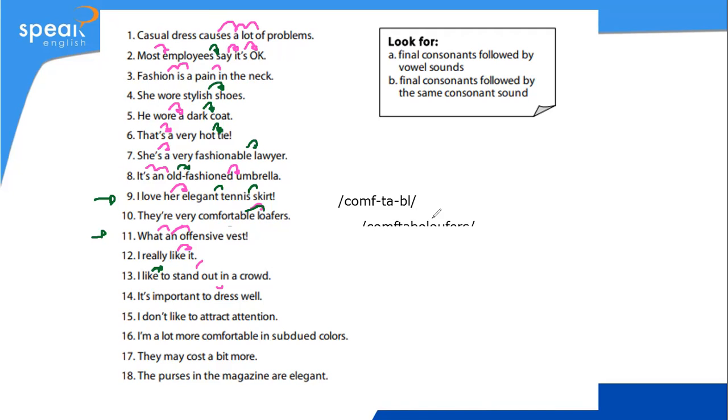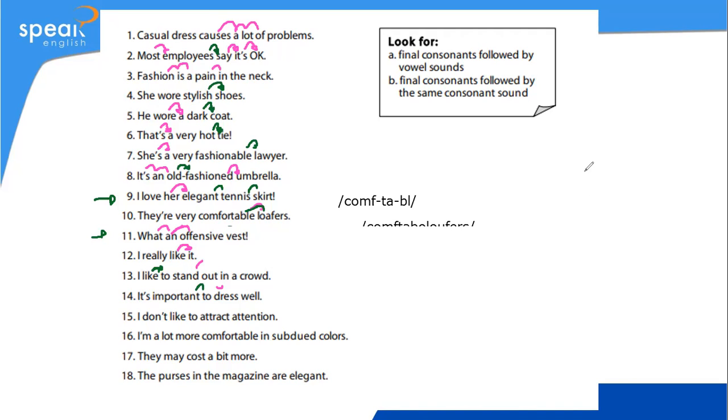All right. So let's do 14. This is going to be the last one. So 14. What type of linking sounds do we have in 14? Do we have the same sounds? Where do we have the same sounds? Important to. Exactly. So in this case, we're going to say important to. Very good.